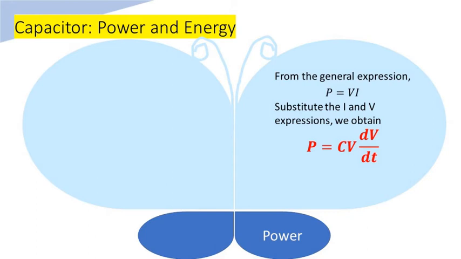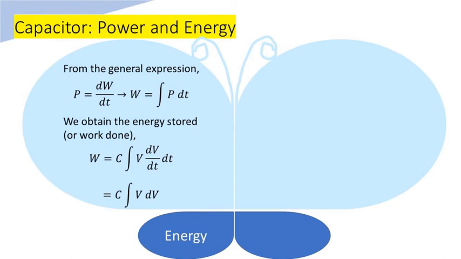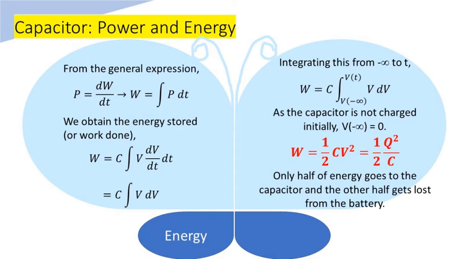What about the power and energy stored, or work done by a capacitor? Using the general equation of power, which is a multiplication of current and voltage, the power delivered to a capacitor, P, is given by the capacitance C times V times the derivative of voltage V. Meanwhile, for the energy stored, W, from its definition, we get W equals capacitance C times the integration of voltage. Integrating the derivative of voltage from time equals infinity to time equals t, we obtain the energy stored in a capacitor, W equals half of capacitance times V squared.